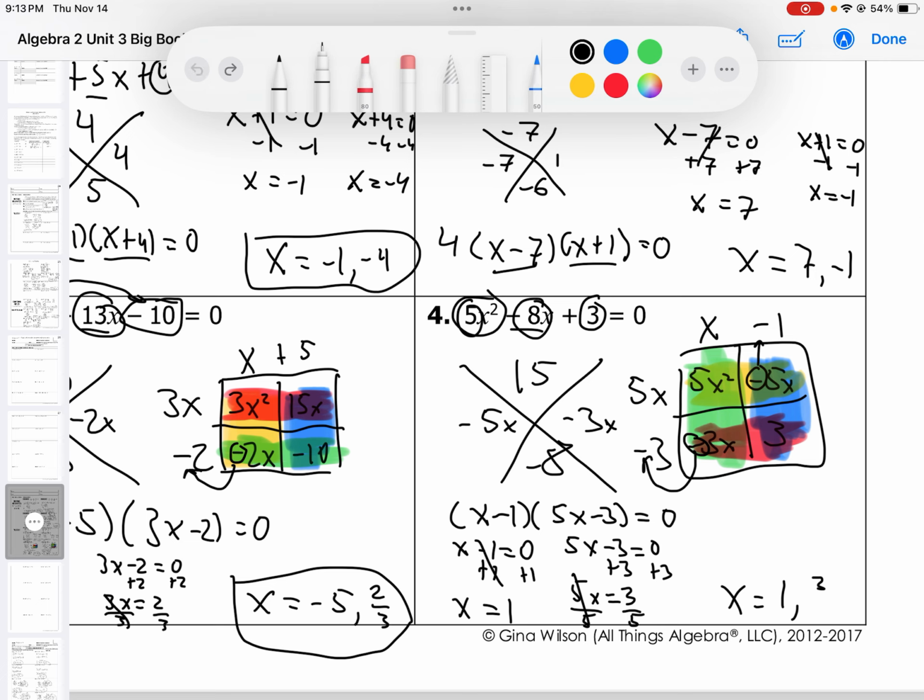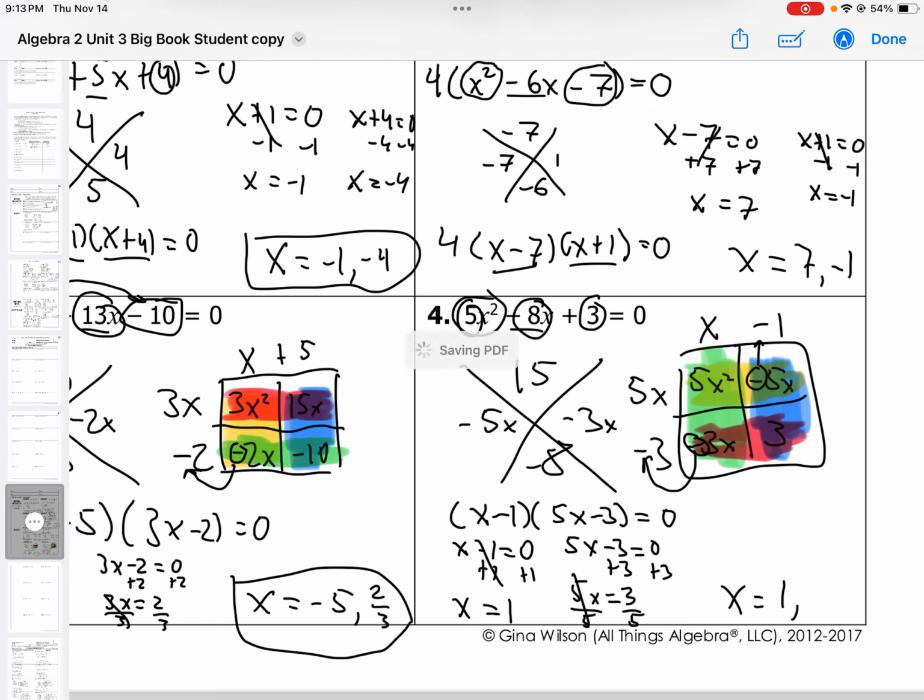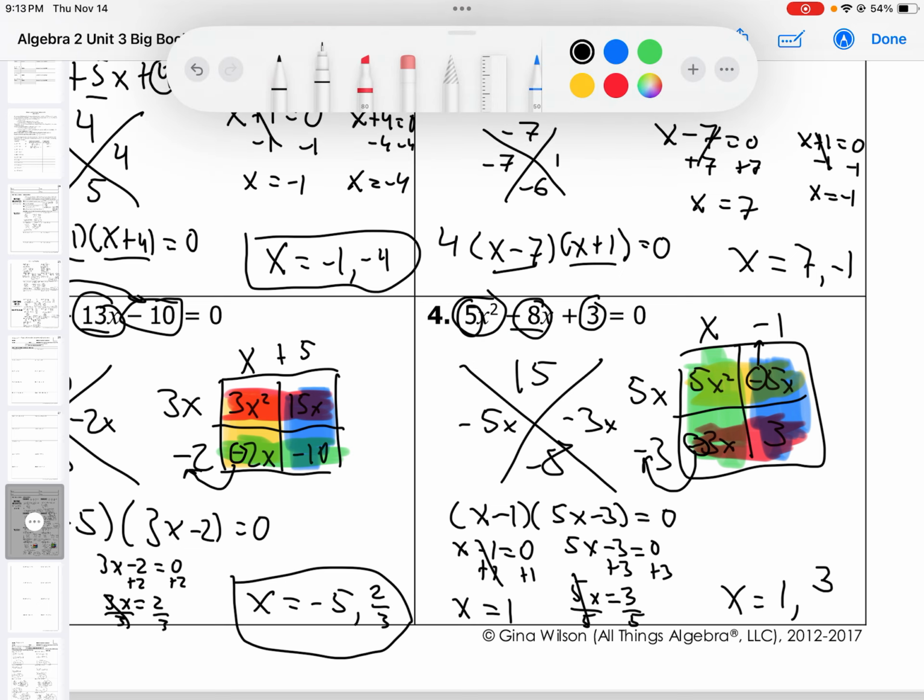Let me do better, 3/5. That still looks much better. There we go. Okay, so that is it for this first page.